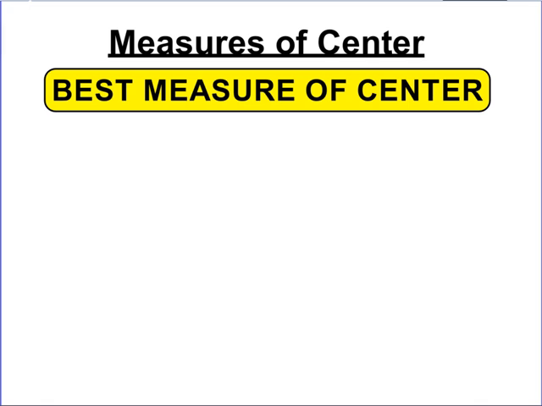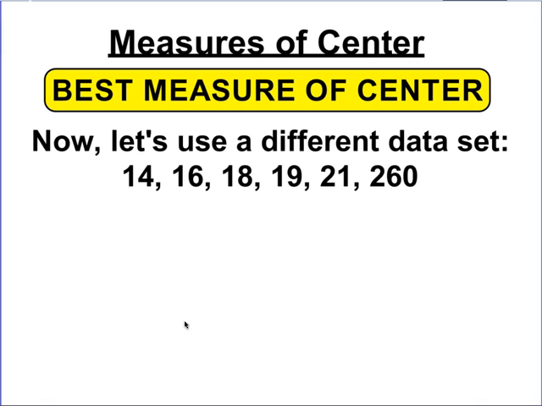Now let's look at another set of data. Something should be jumping out to you right now. What should be jumping out to you is that all of the numbers are in the teens or low 20s. And then you have this number 260 at the end. That number does not fit in with the other numbers. It's very far away from it on a number line.